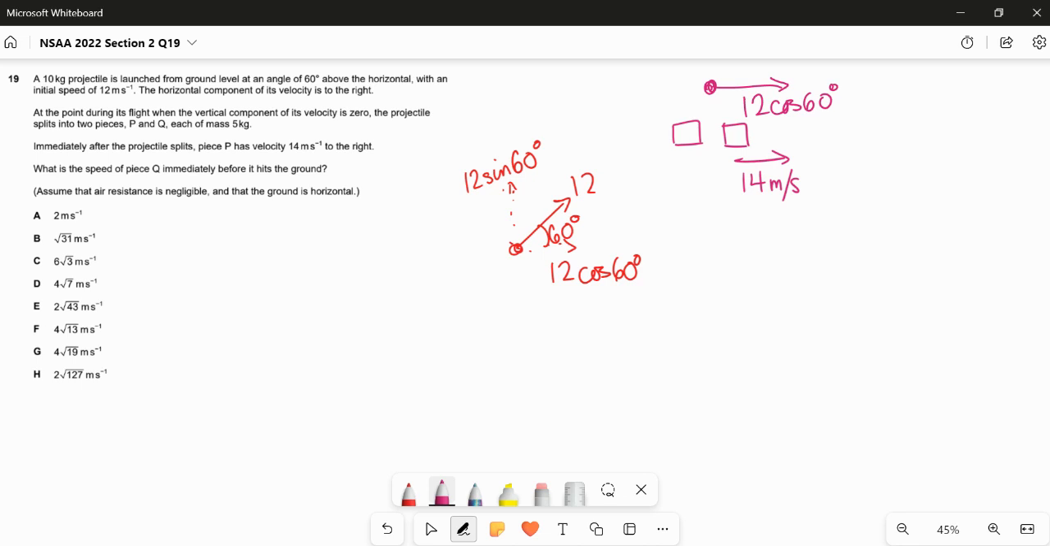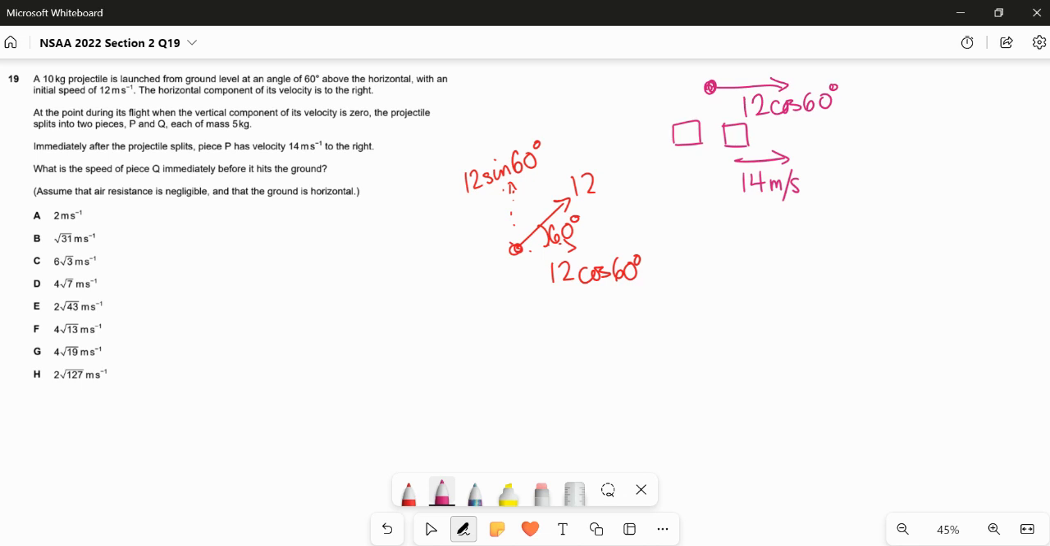Well, we know that Q will have two components, the vertical and horizontal. The horizontal one will be the same as when it broke away from this projectile, so when it split into P and Q. So if we find that out through conservation of momentum, we can get this component.